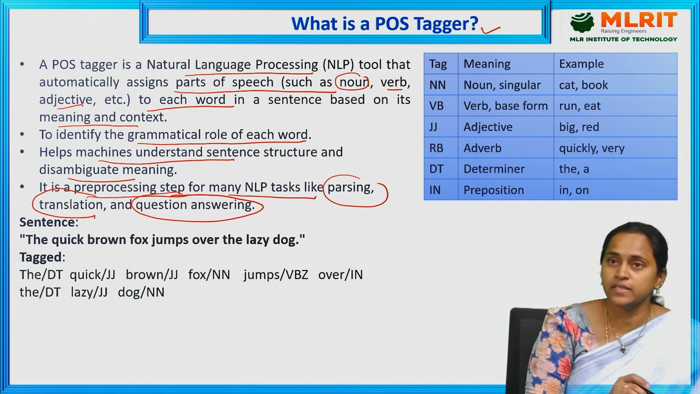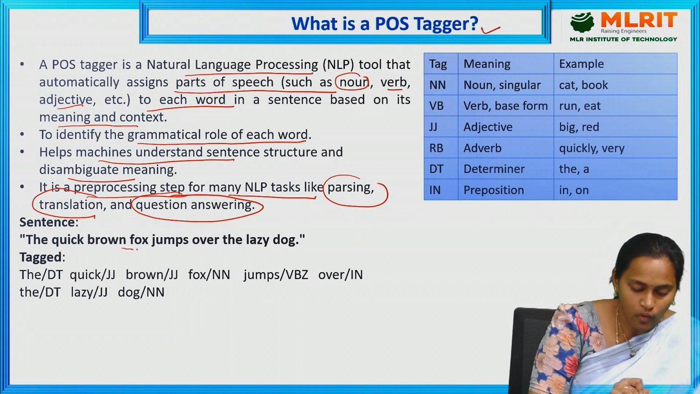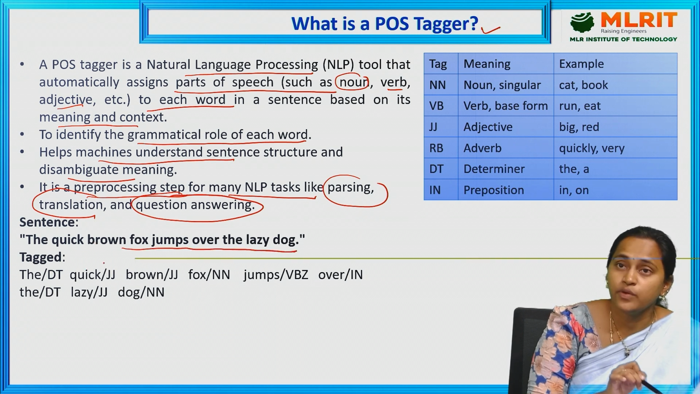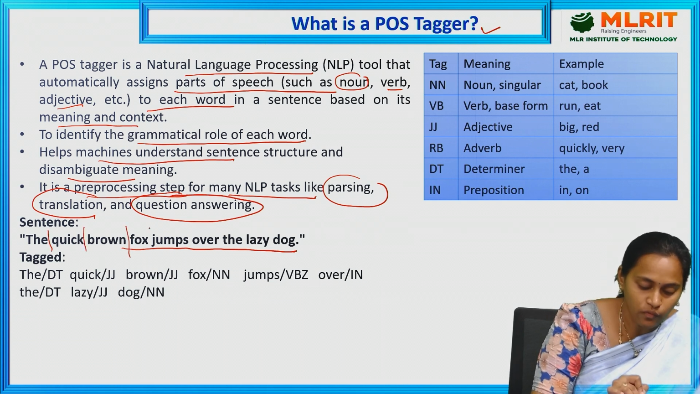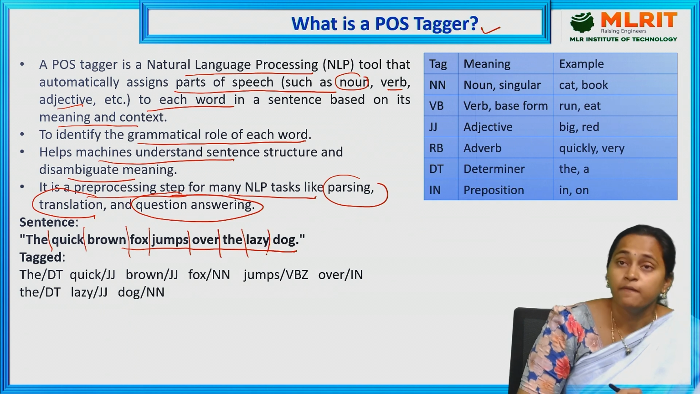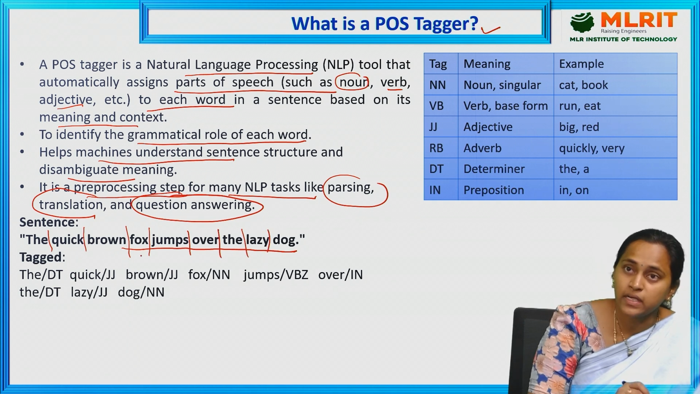Let's see a sentence here. I am taking one sentence: The quick brown fox jumps over the lazy dog. First I have to tokenize the sentence, dividing it into words: the, quick, brown, fox, jumps, over, the, lazy, dog. Then after tokenizing, we apply the POS tagger tool.